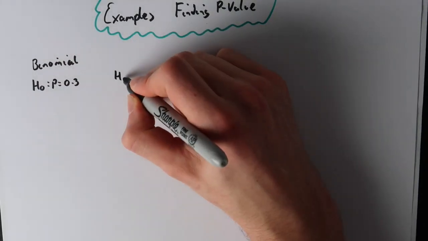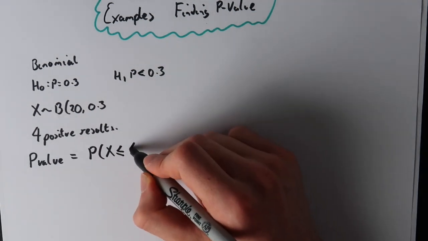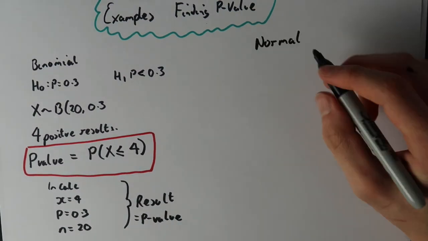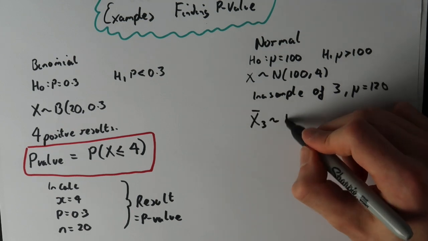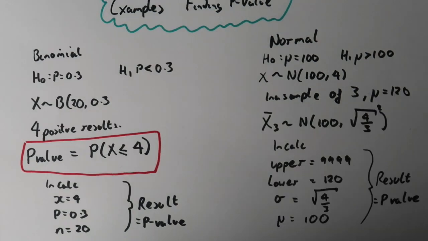For a normal distribution, there is an extra step. If the population mean is 100 and variance 4, and the sample of 3 has a mean of 120, we must first divide the variance by the size of the sample, and then test the probability that a value of 120 or greater occurs.